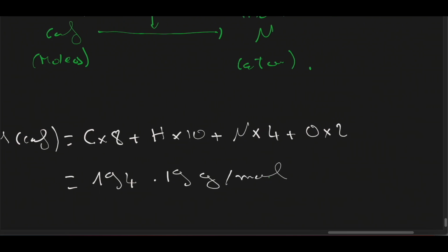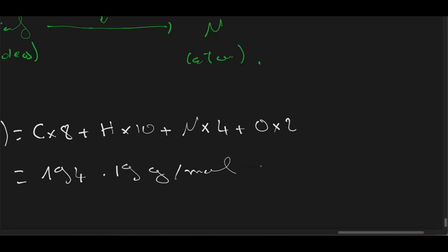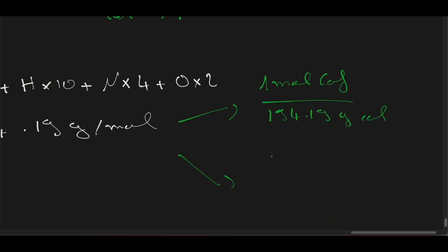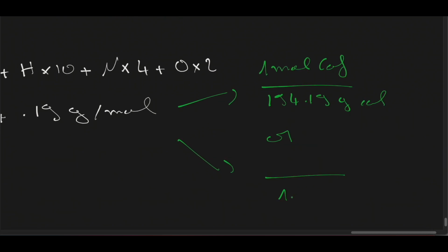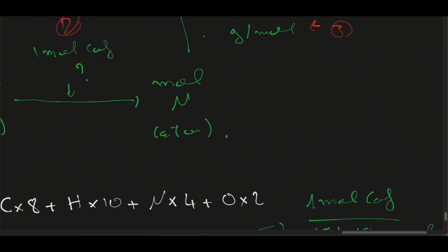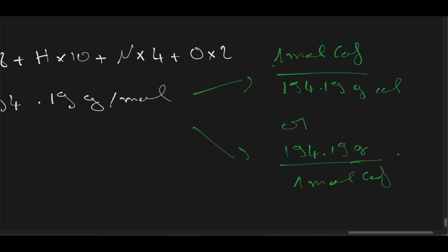Now we can write this molar mass in two different ways. Either we can say that 1 mole of caffeine has a mass of 194.19 grams of caffeine, or we can write it like this: 1 mole on the bottom of this fraction, 1 mole of caffeine has a mass of 194.19 grams. Why did we write these two fractions? Because we need them when writing the equation to calculate the grams of nitrogen. So we'll use one of them.